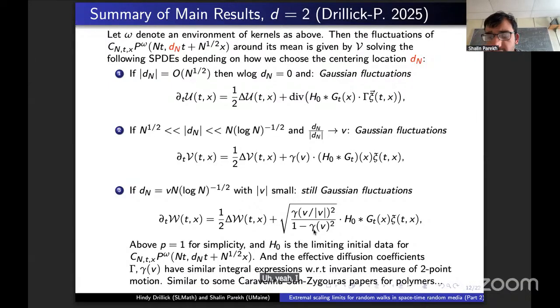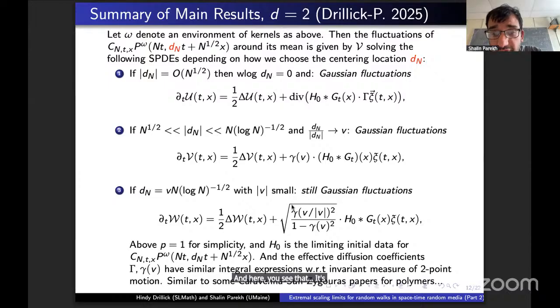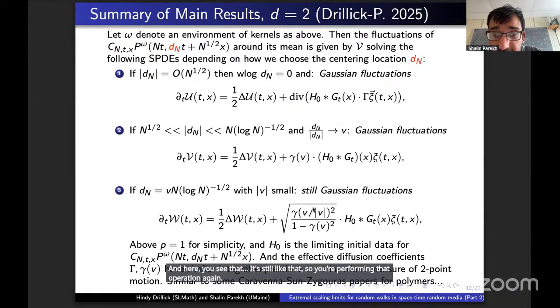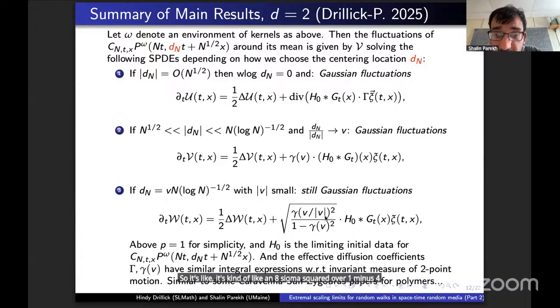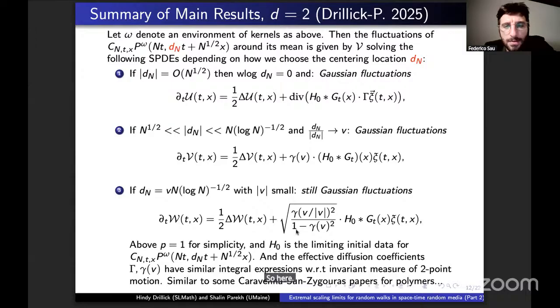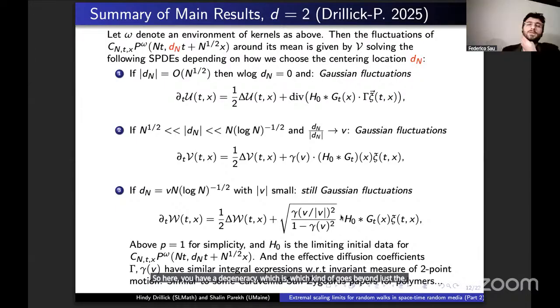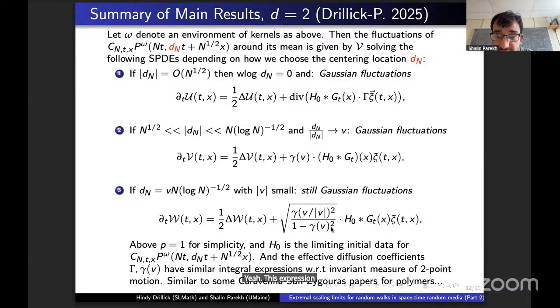Yeah, I think you have a good point. So here, you should think of gamma of v as being like h sigma squared over 1 minus sigma squared. And you see that it's still like that, so you're performing that operation again. It's like an 8 sigma squared over 1 minus 4 sigma squared in the numerator, and then you also have that in the denominator. So you have two instances of that operation. I see. So it's a particularity of dimension 2. Yeah, this expression is a particularity of dimension 2.